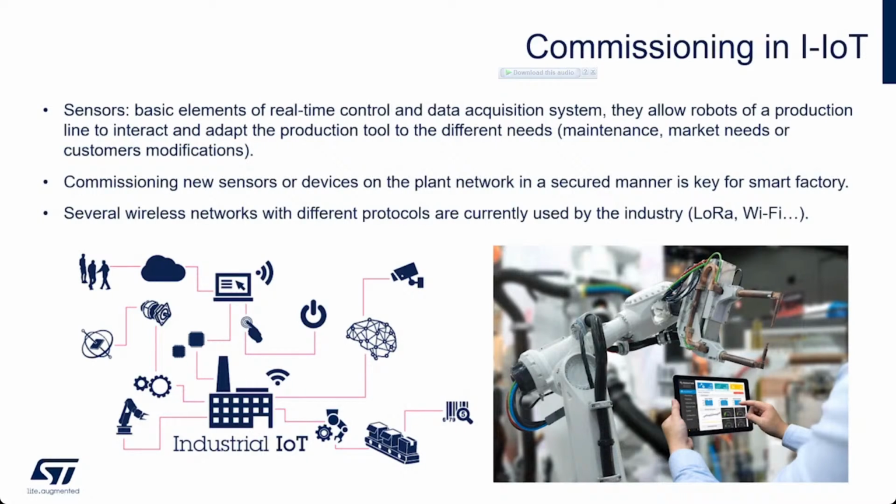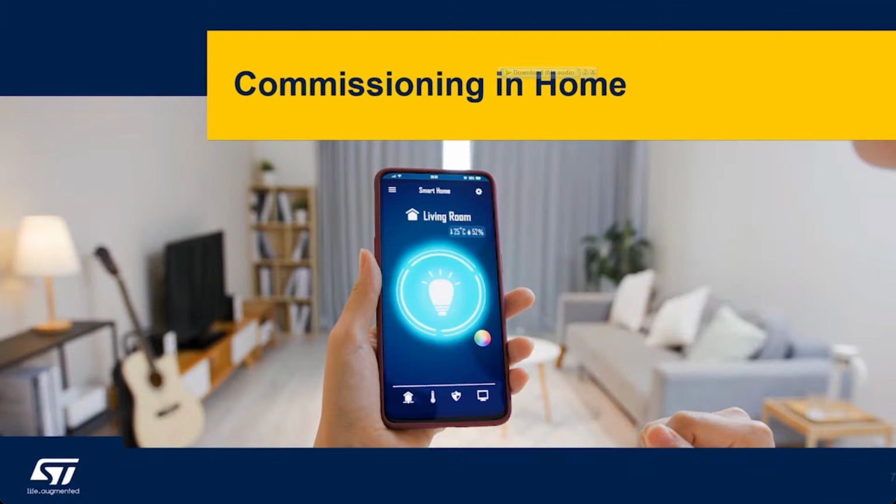In order for this to function, a smart factory needs a means of commissioning new sensors or devices on the plant network. Now let's direct our attention to something that's a little closer to home, that is, commissioning in the home.